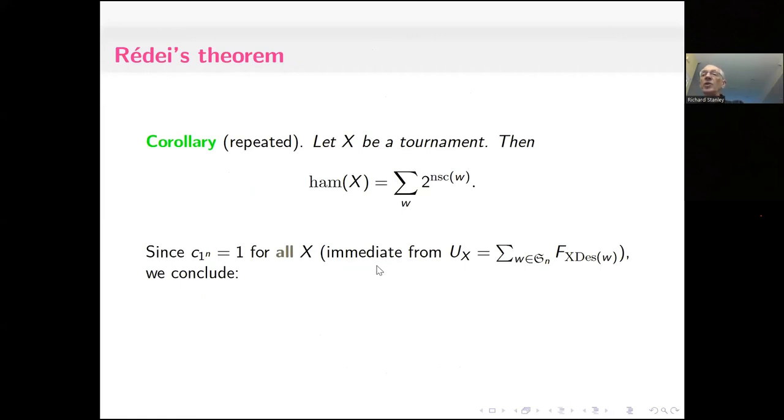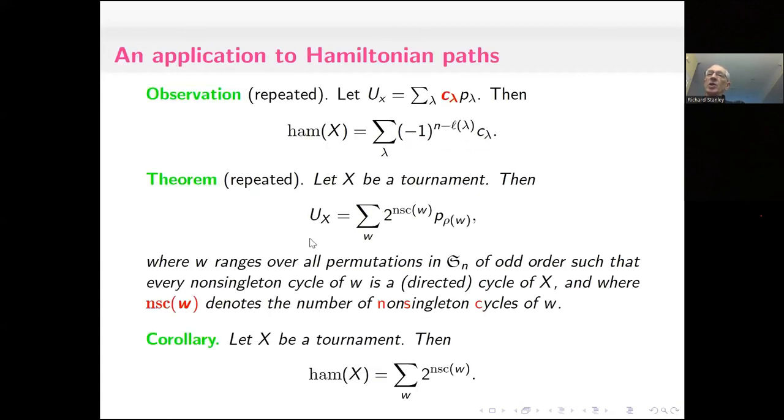Which you can see, for instance, by just considering the expansion of UX in terms of fundamental quasi-symmetric functions, and taking the coefficient of p1 to the n on both sides. So when we go back to this formula for the number of Hamiltonian paths in X, the c lambda for lambda equal to 1 to the n, all parts equal to 1, we're going to get a 1 here.